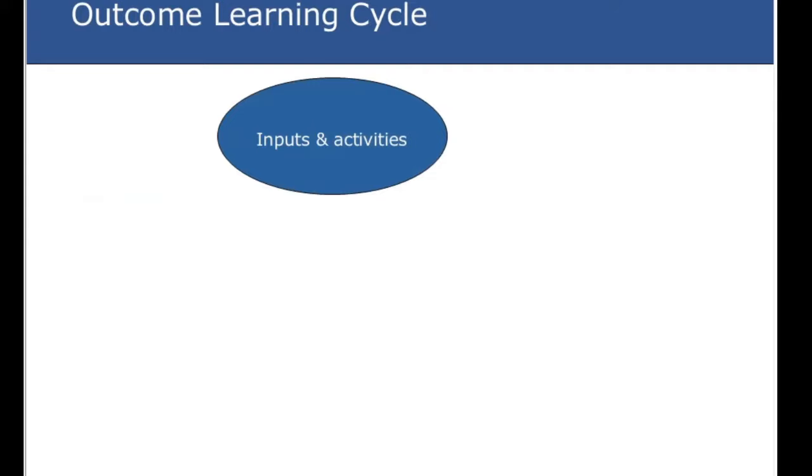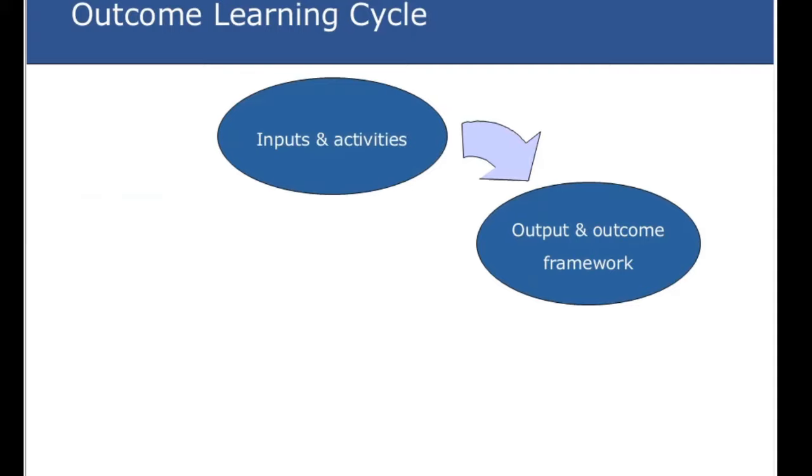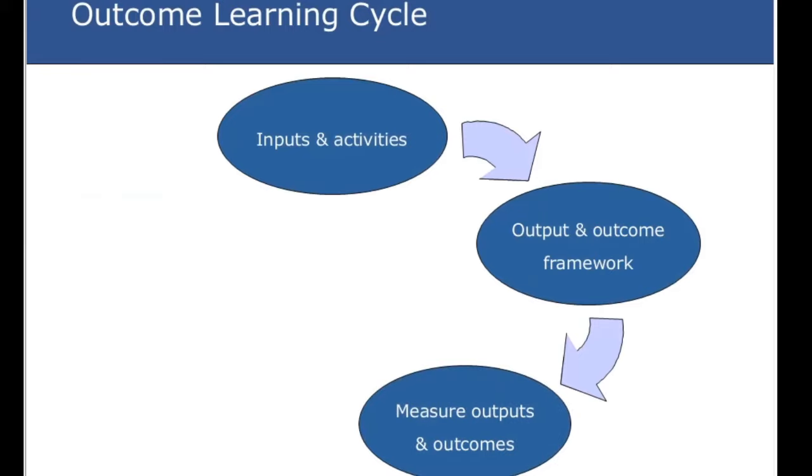So the inputs and your activities are the things that you do that you feel will be able to solve the problem that you have identified. And then that leads to creating an output and outcome framework, actual anticipated outcomes that you feel will come from these activities. With those frameworks, you actually then use those to measure the outputs and the outcomes.